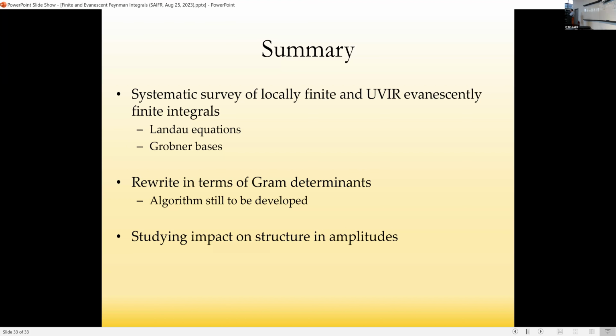Is there any connection? Have you looked into Kompaniets and Panzer's way of constructing quasi-finite Feynman integrals? Yeah, that's a very brute force way of basically adding additional dimension shifts. At the end of the day, you have one set of finite integrals, and there's another set of finite integrals, all expressed in terms of the others, but I doubt that. Here you're really trying to do things in a natural way, respecting the structure of the singularities.